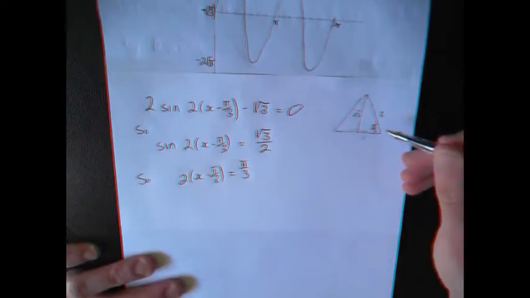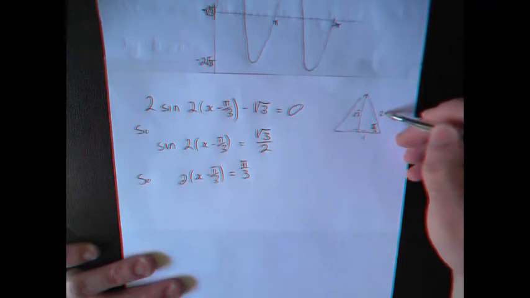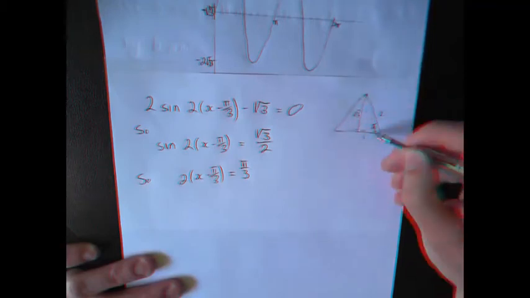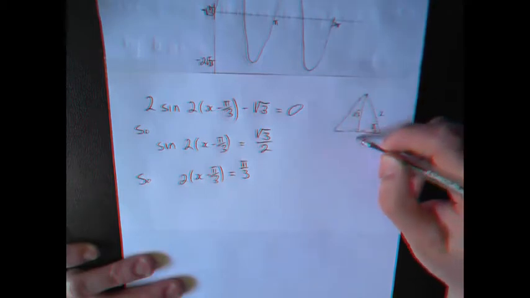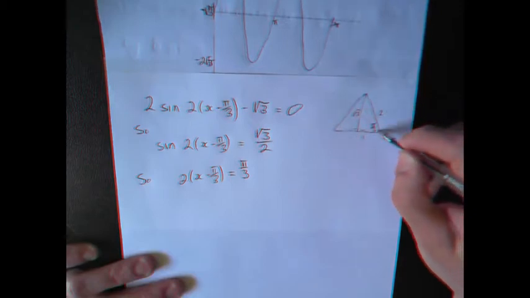Okay, I've drawn a quick little standard triangle in here. This is the equilateral triangle with the side lengths of 2, 2, and 2. When you split it in half like that, that's a 1. So that's 2, that's 1. That length there is root 3. Sine is opposite over hypotenuse, so this angle here is 60 degrees or pi on 3.